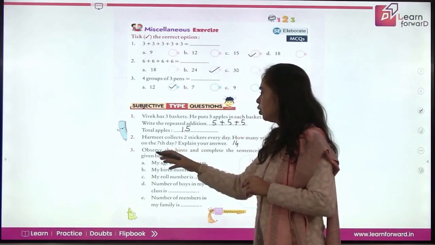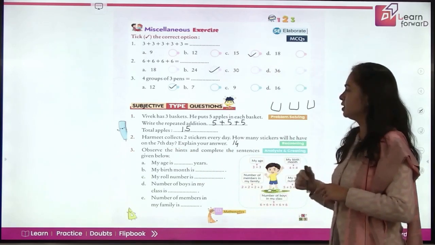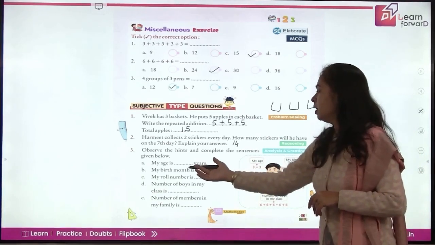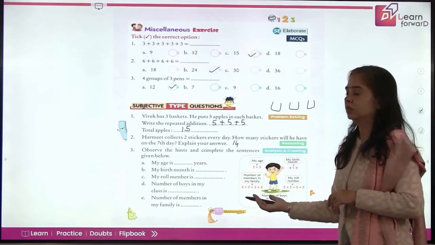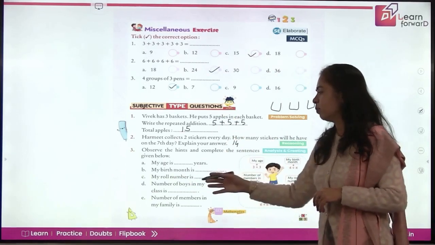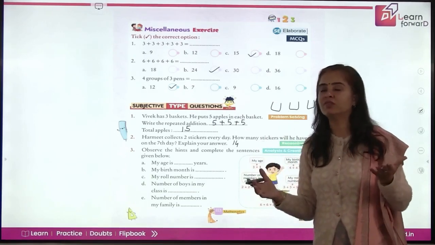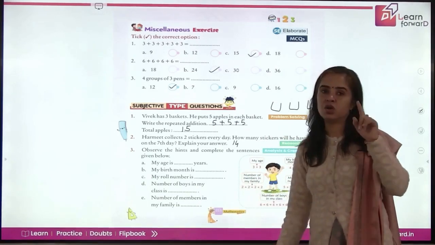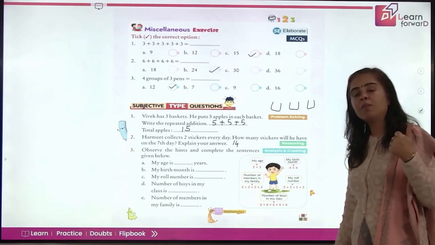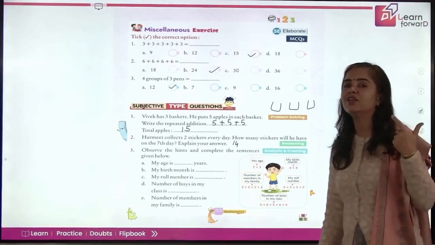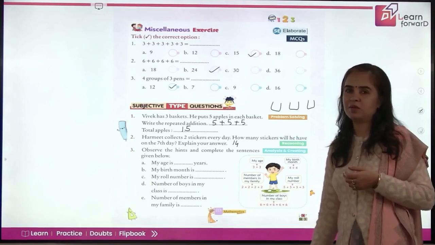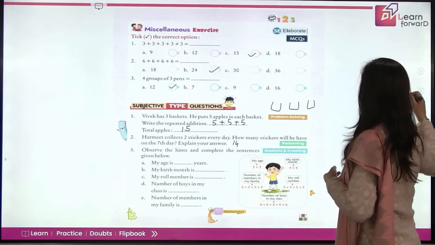Next, observe the hints and complete the sentences given below. You have to write your age. My age is how many years? My birth month is, write your own month of birth. My roll number, your class roll number, you have to write yourself. Number of boys in my class, all of you will have the same answer. And number of members in your family, all of you will have a different number here. Maybe it's a nuclear family or a joint family. You are the only child, you have siblings, whatever. So you have to write the number of your family members, right? So just explore and write these numbers.